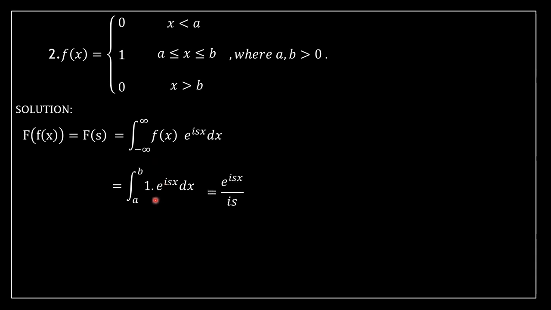What is the integration of e to the power isx? It is e to the power isx by is, where x is varying from a to b. Apply the limits.